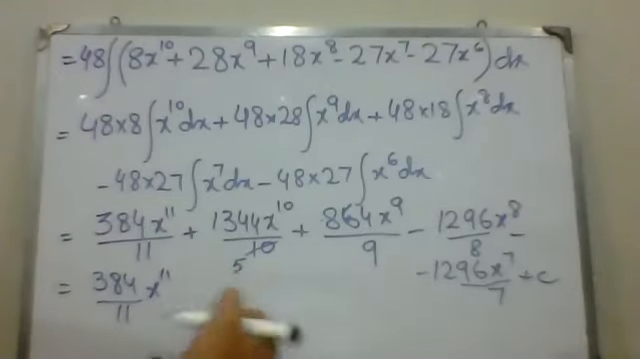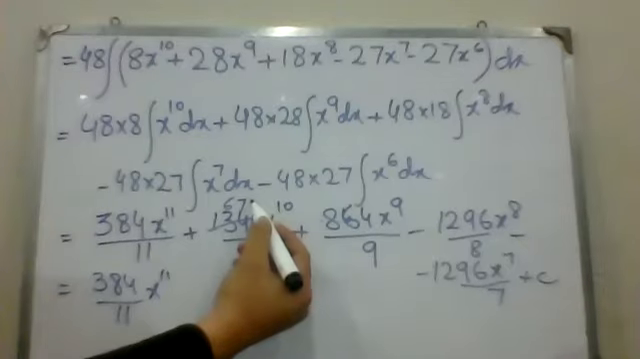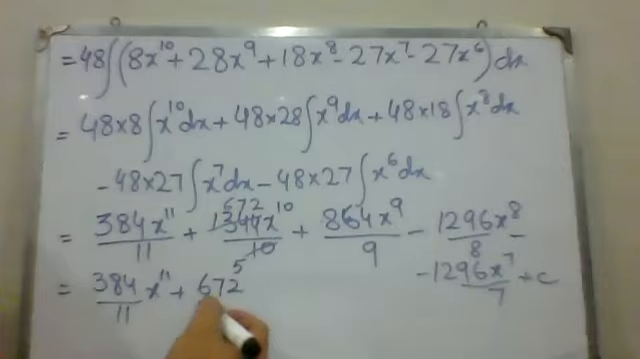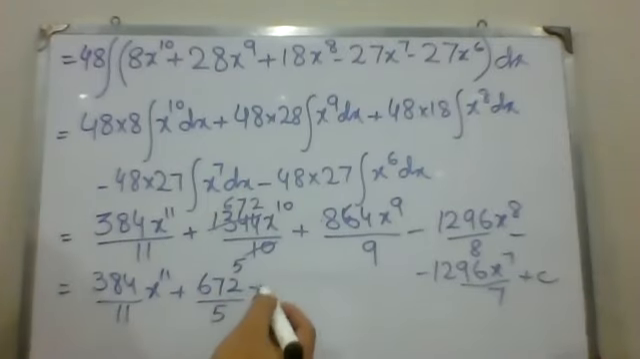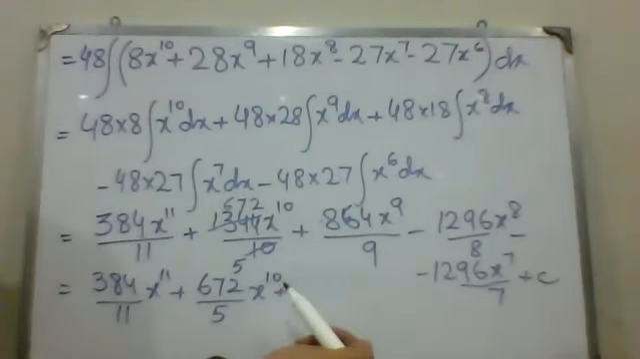2 5s are 10, 2 6s are 12, 1 carry here, 7s are and 2s are. So we get from here 672 divided by 5 x to the power 10. Now you can try whether that can be solved or not. I think it cannot be solved.